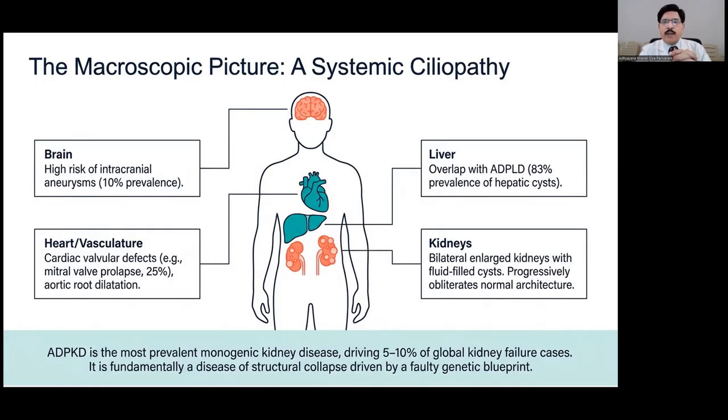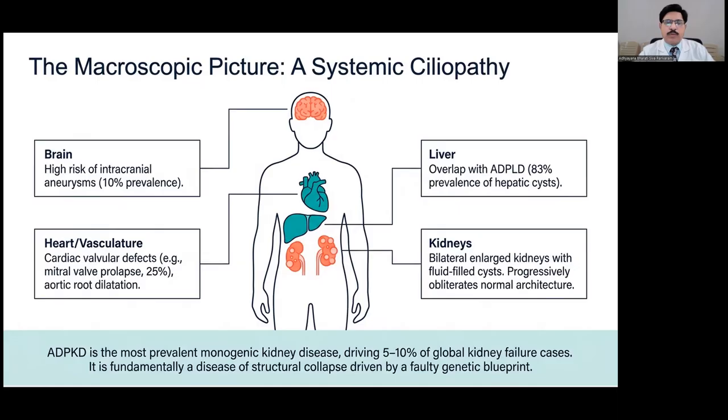Kidneys: bilateral enlarged kidneys with fluid-filled cysts progressively obliterate the normal architecture. Another important thing is this disease does not affect all the glomeruli. It affects only a selective proportion of the glomeruli, so much so that the kidney function continues to be good for a long time.